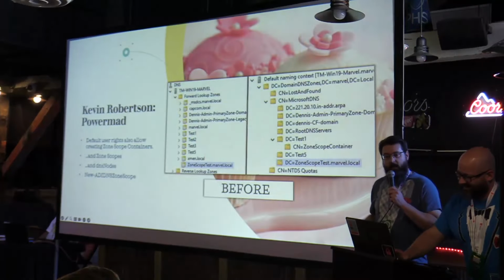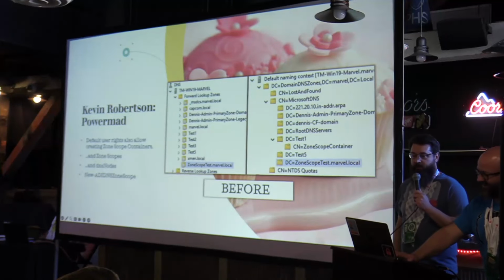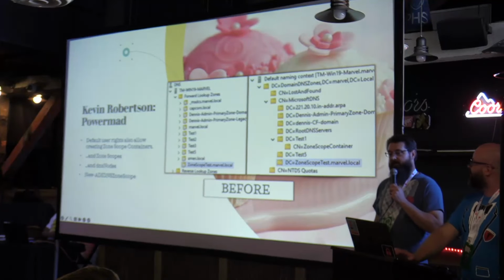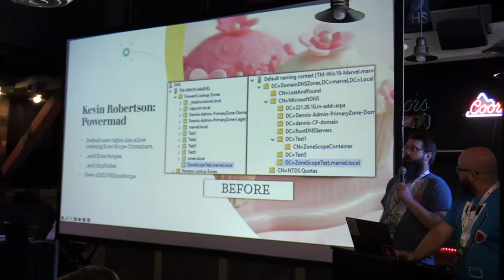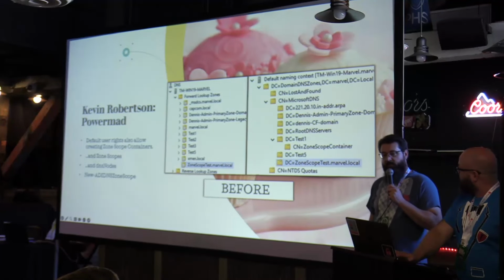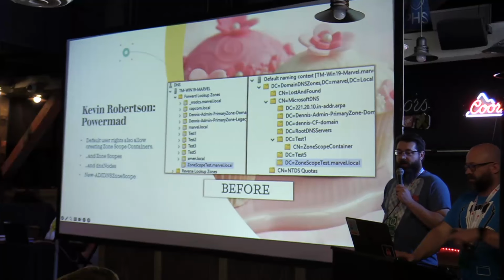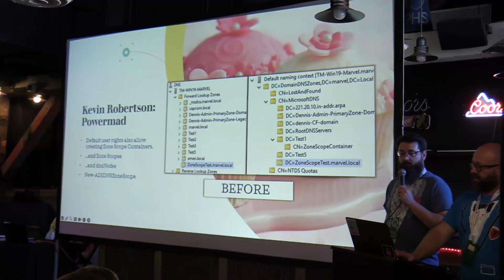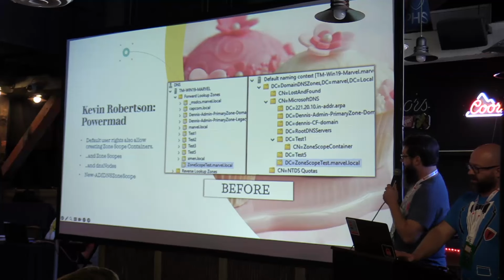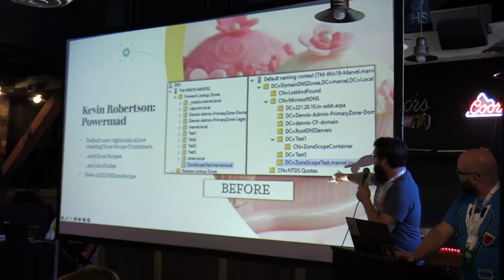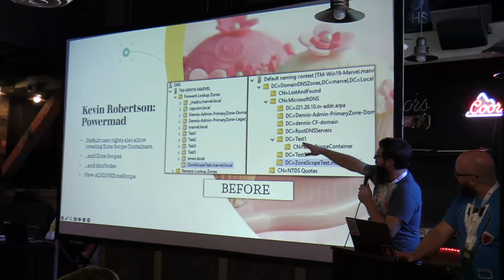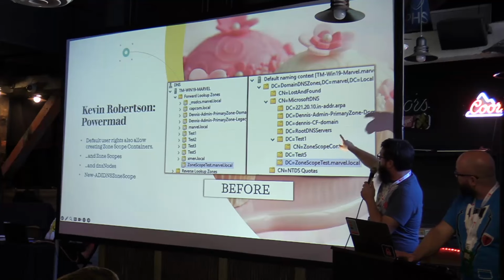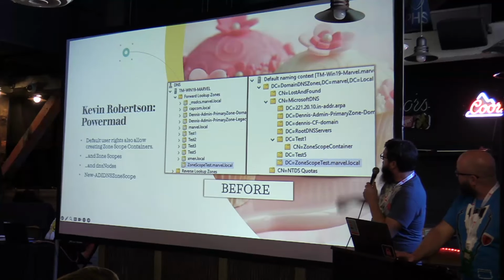All right. So I modified a PowerMad function and created DNS zone scope containers and DNS zone scopes beneath it. These DNS zone scopes and the containers that hold them are going to replicate. So here's a DNS zone scope. We're looking at it from DNS Manager on that side, and we're looking at it from ADSI on this side.